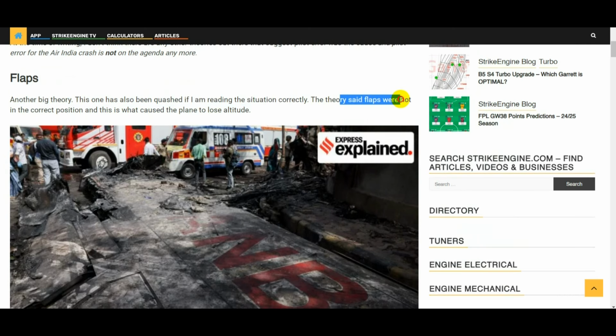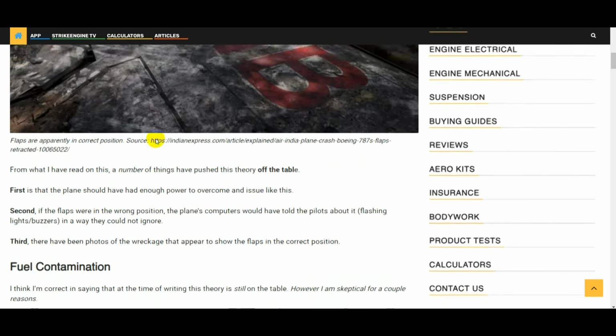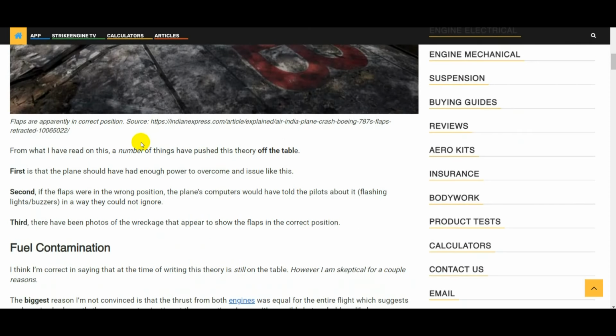The theory said that the flaps were not in the correct position, and this is what caused the plane to lose altitude. The plane wasn't able to generate enough lift with the flaps in the wrong position. So from what I've read on this, a number of things have pushed this theory off the table, at least for me. First is that the plane should have had enough power to overcome an issue like this.